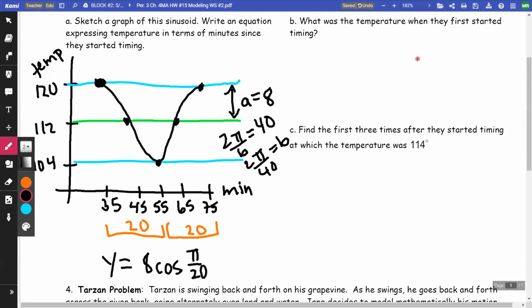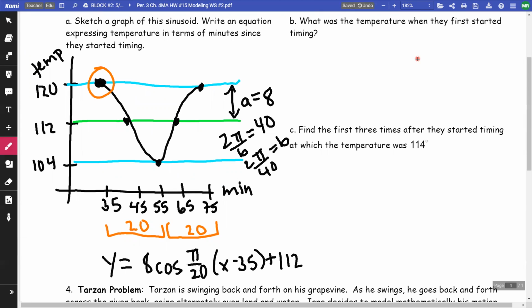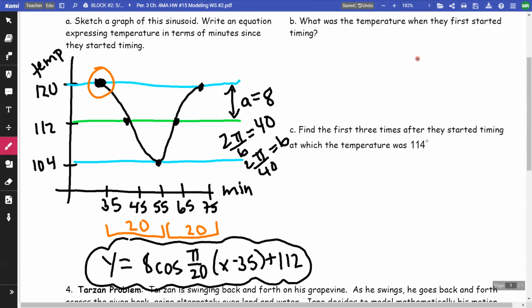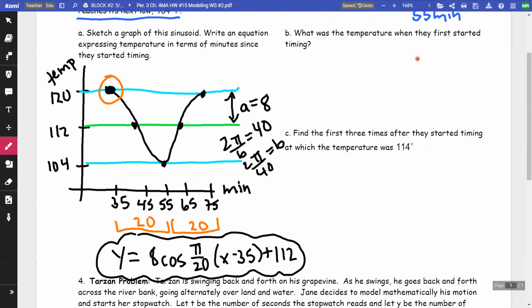I am going to start this at 35, so this is going to be an x minus 35. And then my vertical shift was 112. So that's going to be our equation. So then we're going to take this equation, and they want us to figure out what was the temperature when they started timing.